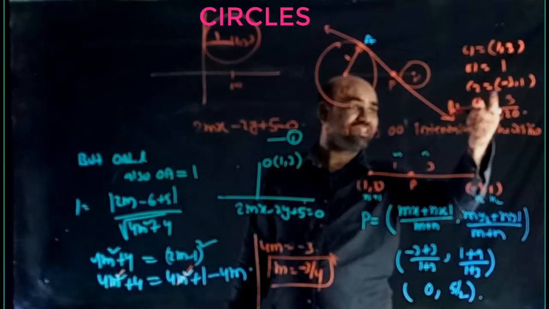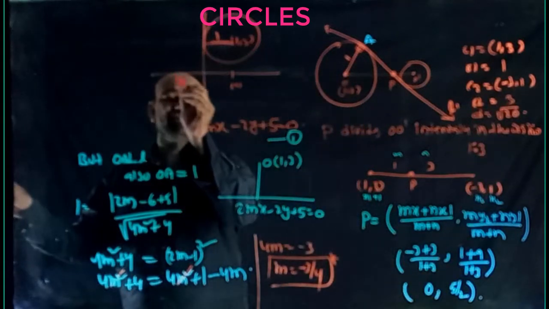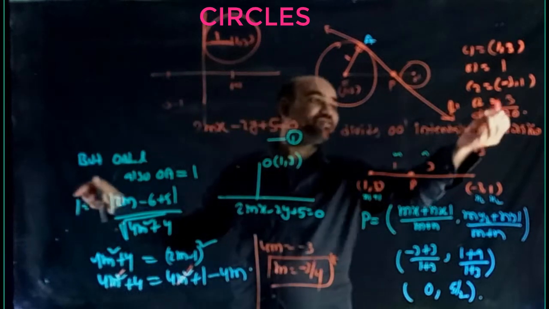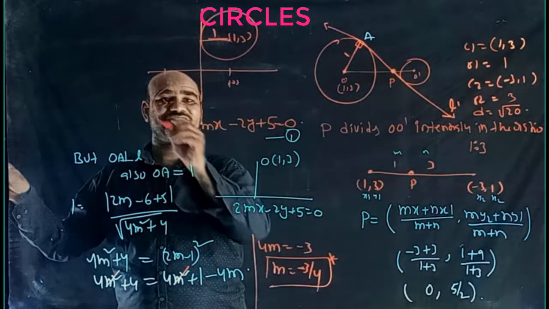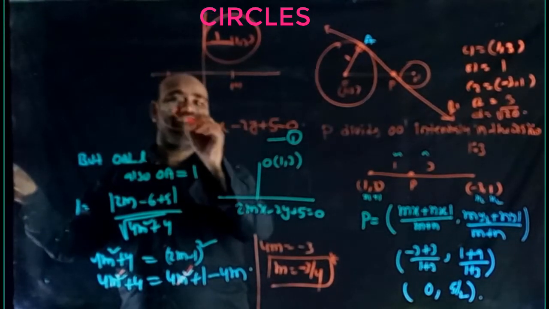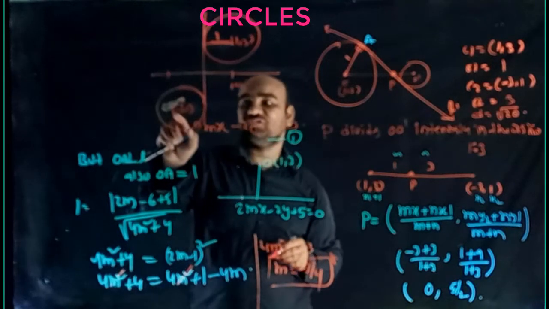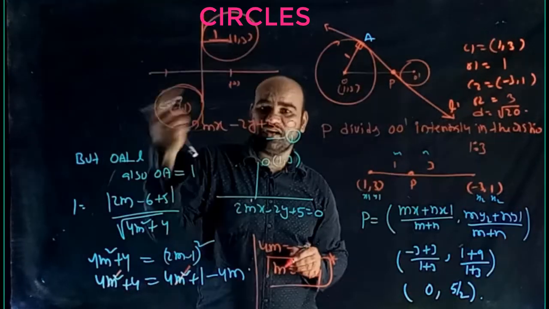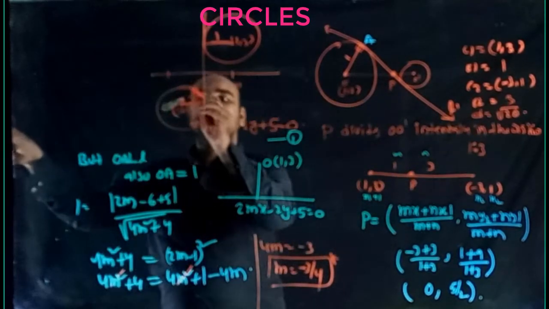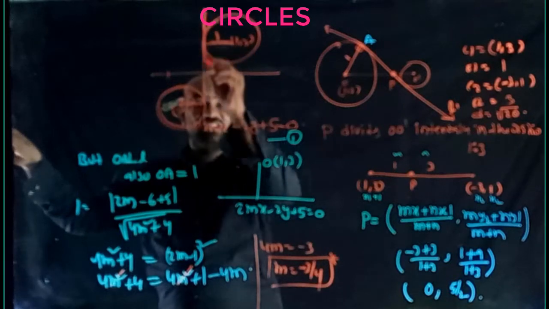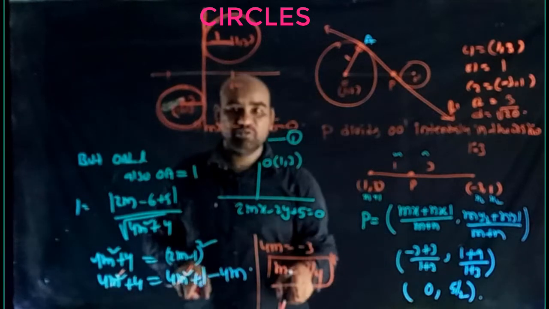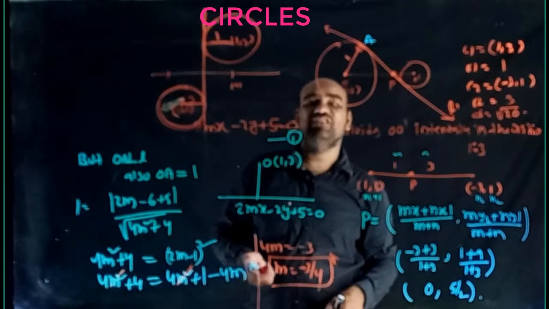The second one has center (-3, 1), somewhere here, and radius 3. What is the meaning of that? It touches the y-axis. The center (-3, 1) is 3 units from the y-axis on the left-hand side, so this distance is 3, and the radius is also given as 3. The actual position of the circles is like this. That's why the y-axis is one of the transversal common tangents. That's why you got m equal to minus 3 by 4 before. Indirectly you can say that the other m is nothing but infinity.